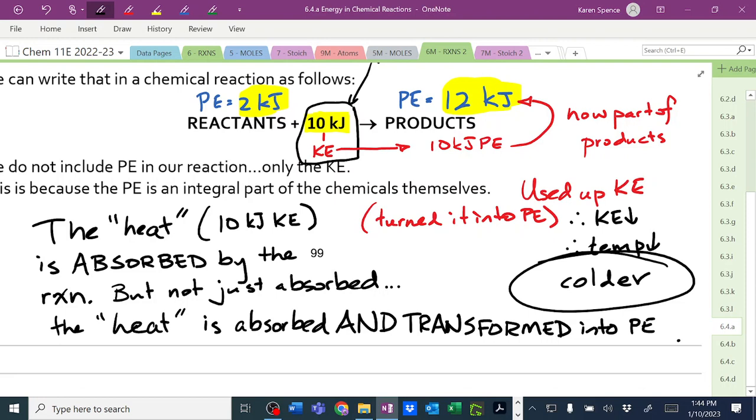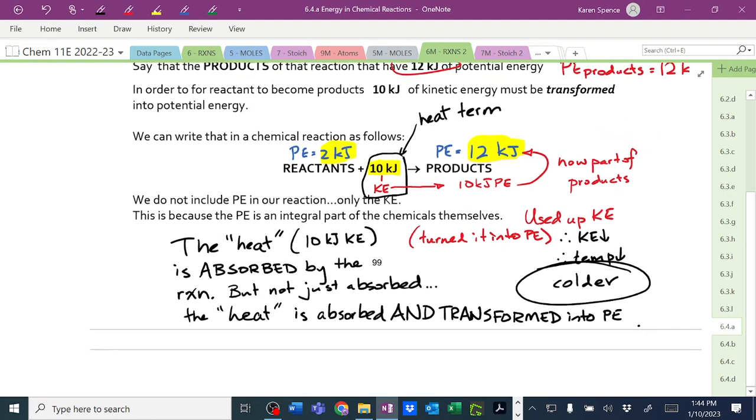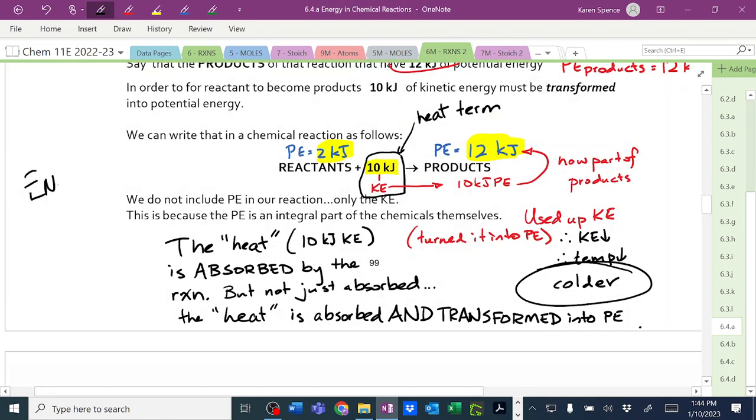And I don't know if you heard this term last year. Have you heard the term endothermic? This is an endothermic reaction, okay? It absorbs heat, but it doesn't just absorb it, it also transforms it into potential energy. Therefore, the kinetic energy is getting lower. Therefore, the temperature is getting colder. When you absorb heat, you're not actually getting hotter. You're actually taking that heat and turning it into something else.